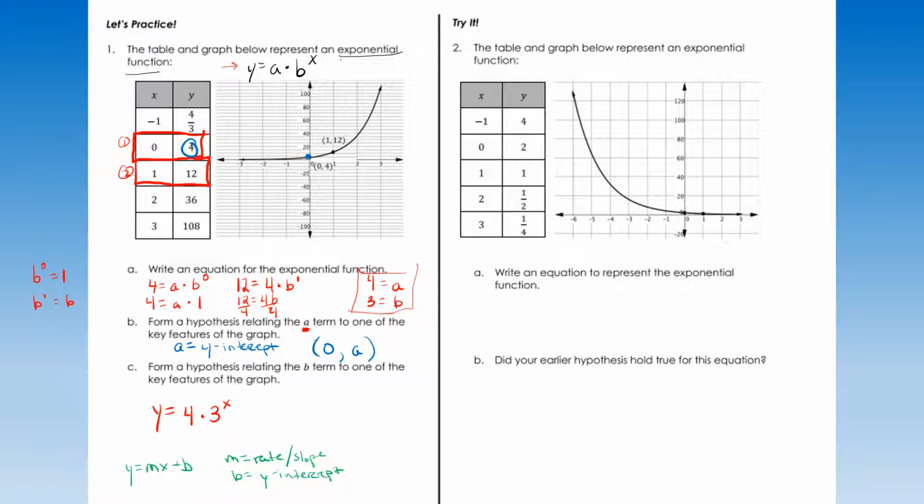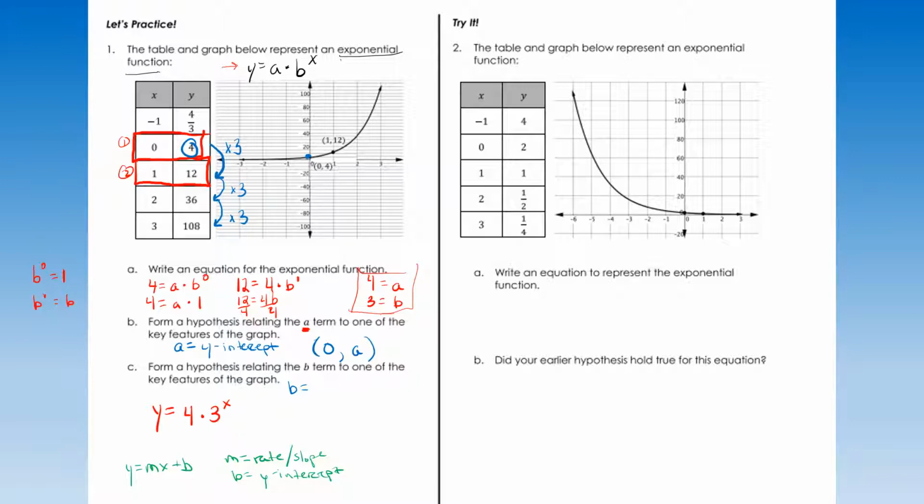Now let's do the same thing for the b term. In this case, b is 3. Well, where am I seeing b in this relationship here? Well, if x is 0 and y is 4, then x is 1 and y is 12, what have I done? To get from 4 to 12, I've multiplied by 3. And from 12 to 36, multiply by 3. 36 to 108, multiply by 3.